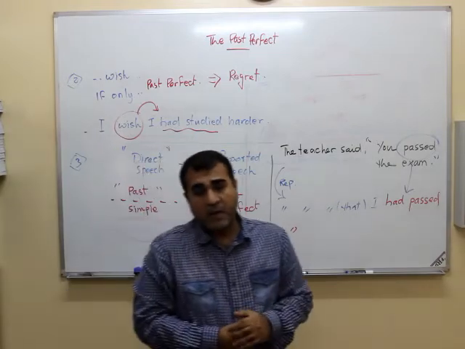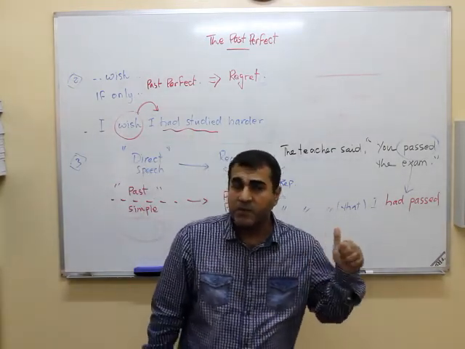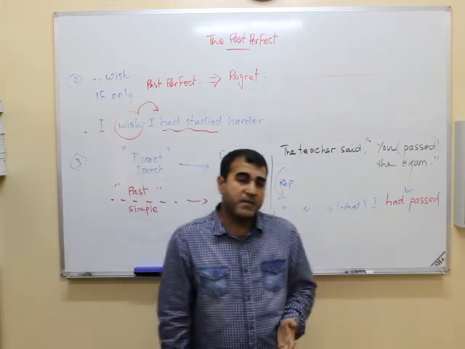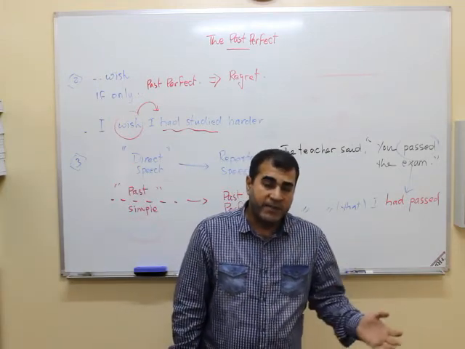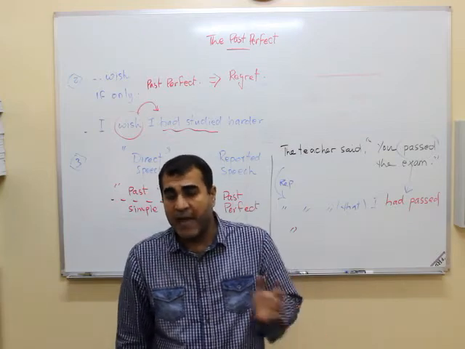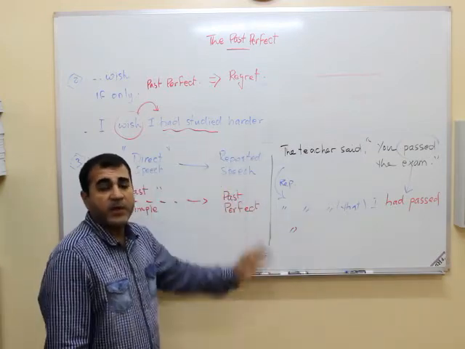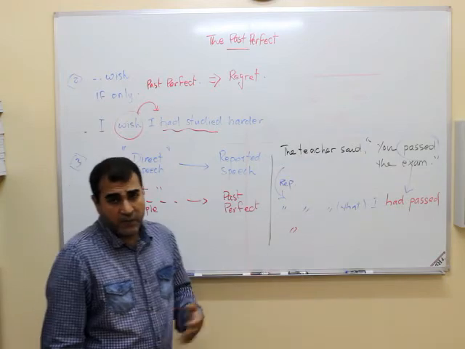So that's all about the past perfect. We talked first about the formation of the verb. We said that the past perfect consists of the auxiliary had and the past participle. Then we talked about the three cases in which we use the past perfect. And that's all for today.